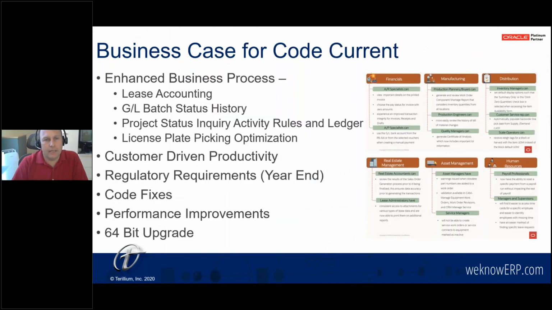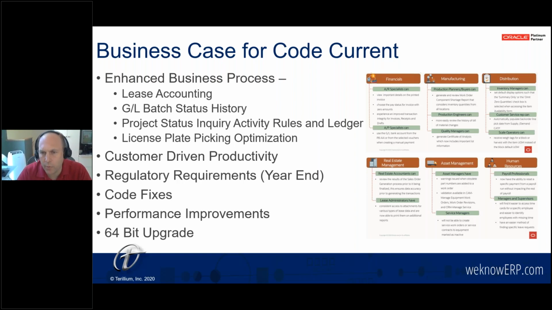All right, so one of the things that's important is when you're trying to create a business case for code current. One of the first places you're going to look for a business case is enhancing the business process. There's new functionality that has come out since 9.2 came out, such as lease accounting, GL batch status, license plating optimizations. So you're going to look at those to see if there are any business cases, reasons and values to do code current. You're going to look at customer-driven productivity, those types of functionalities that help you enhance your business.